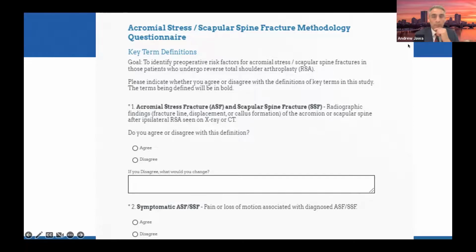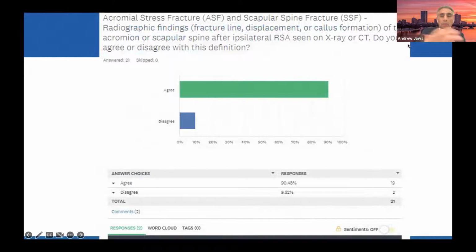We'll go back to the iterative process. Symptomatic acromial stress fracture is pain or loss of motion associated with diagnosed acromial stress fracture. So then we took this survey and sent it out to everybody. You need to have a certain number of people respond. We determined that to be 75%, and then you have 80% agreement. And we got 90% agreement, but there were 2 comments.